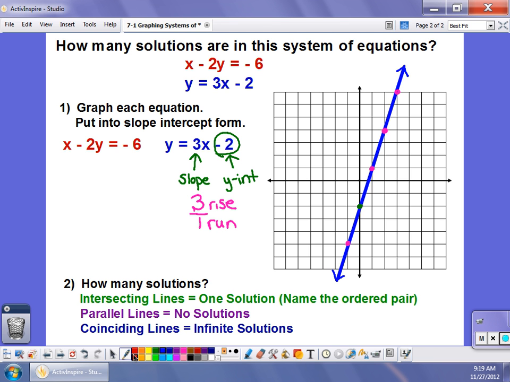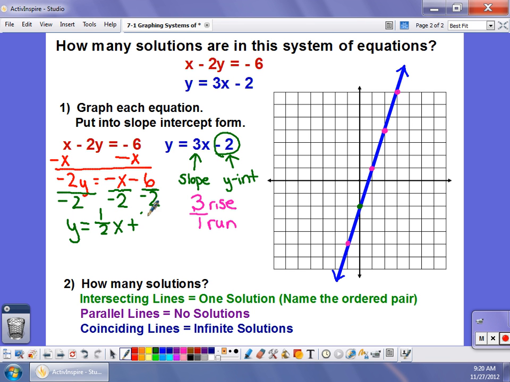So the second line that I have here is not in slope-intercept form. So the first thing I'm going to want to do is put that equation into slope-intercept form. To do that, I need to get y all by itself. So I'm going to subtract x from both sides and get the y all by itself. Then I need to divide everything by -2, because again, I don't want just y, I don't want just 2y, I want y all by itself. So when I do this, I get 1/2 x plus 3.